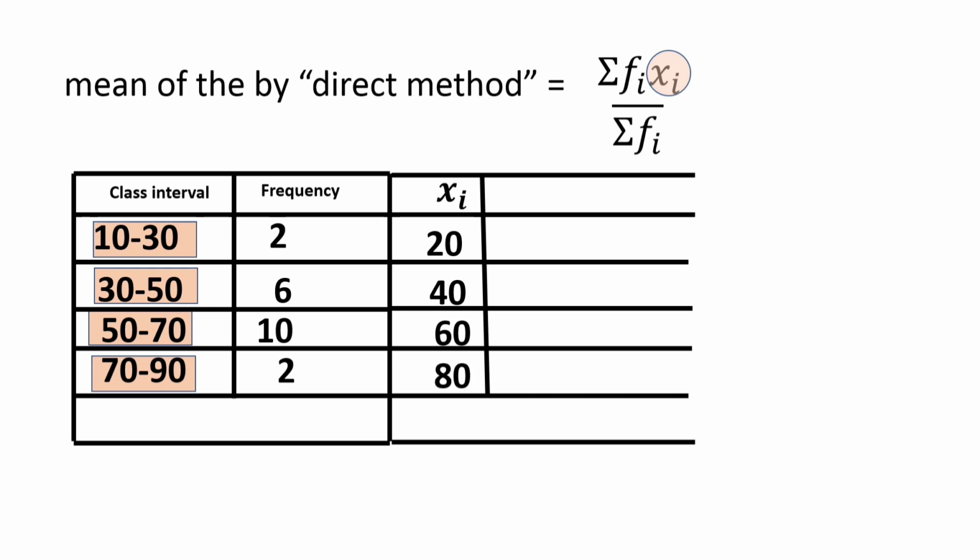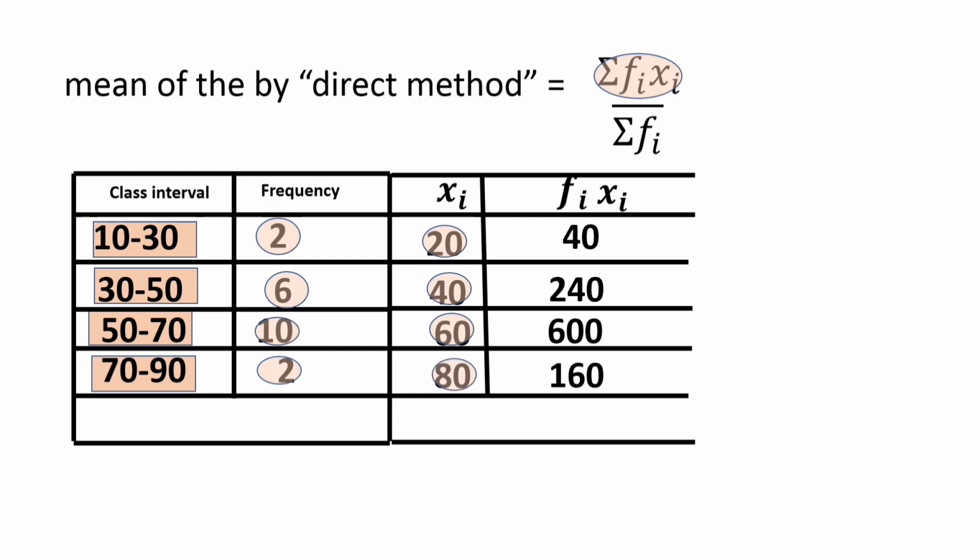So we have to calculate summation of fi xi. So let us create a column for fi xi, that is the product of frequency and xi. 2 into 20, that is 40, 6 into 40, 240, 10 into 60, 600, 2 into 80, that is 160. Let us find the sum, that is summation of fi xi, that is 1040.